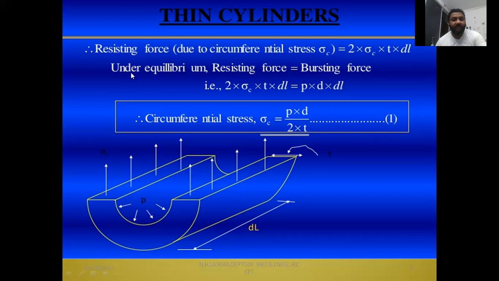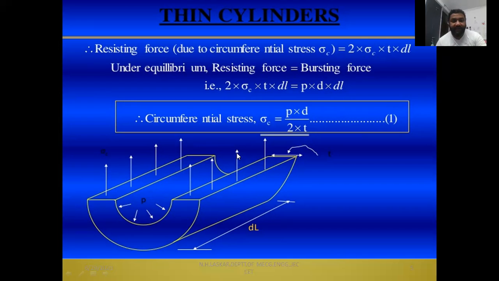So we can easily find out the resisting force is equal to 2 sigma c T into dl. Now what is the bursting force? Because of which force does the cylinder burst? The cylinder bursts because of the force P into dl. P is the pressure of the fluid. The cylinder bursts because of the pressure of the fluid.